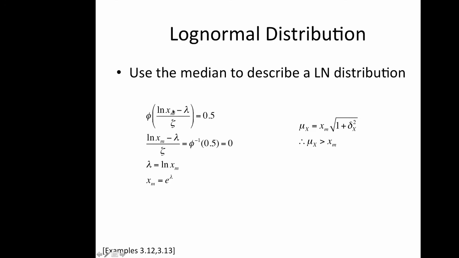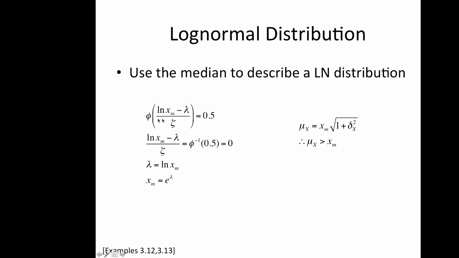Now we use the median to describe the log normal distribution instead of the mean, and we do that because it's more indicative of the central mass, whereas the mean is not. So let's look at what the median is in terms of the log normal distribution. We've got the CDF function of our S transform, which is the natural log. In this case, we want to find the median, so phi of the natural log of x median minus lambda over zeta is equal to 1/2. That's the definition of our CDF.